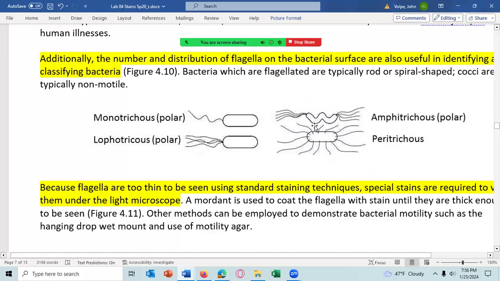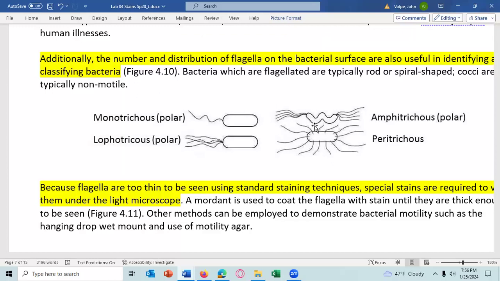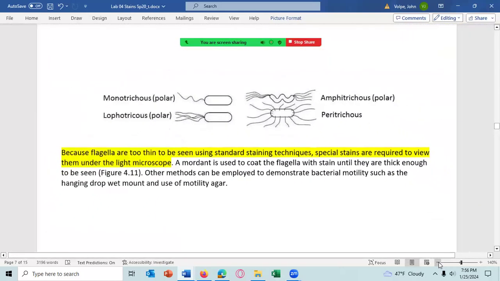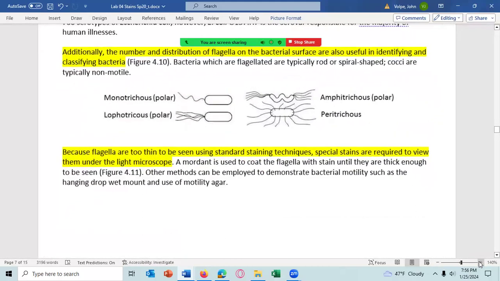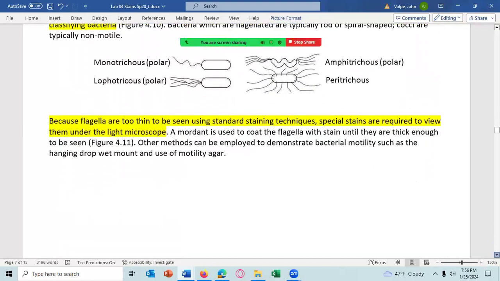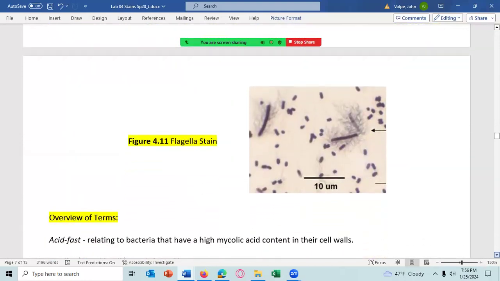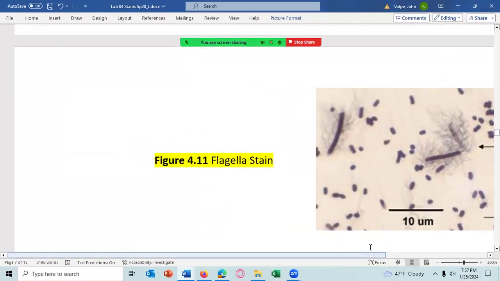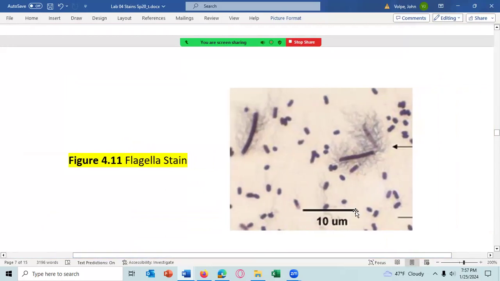Because the flagella are too thin to be seen using standard staining techniques, we have special stains to stain the flagella and make them visible under the light microscope. So here we have cells stained with flagella stain. And what arrangement would you call these?